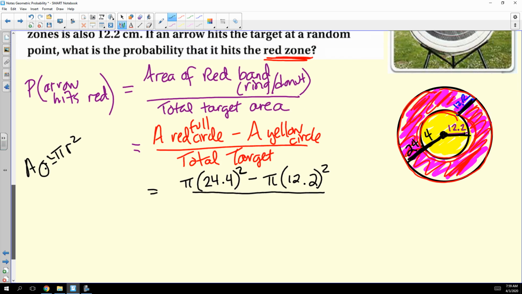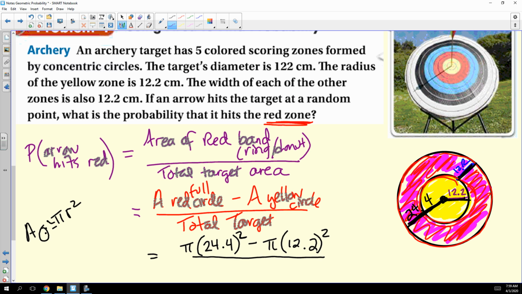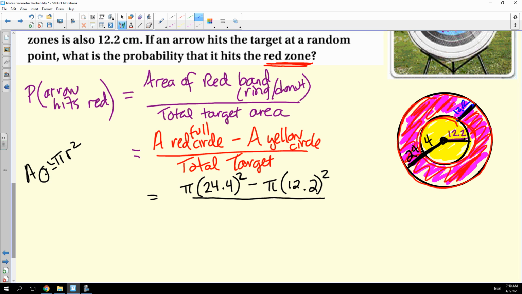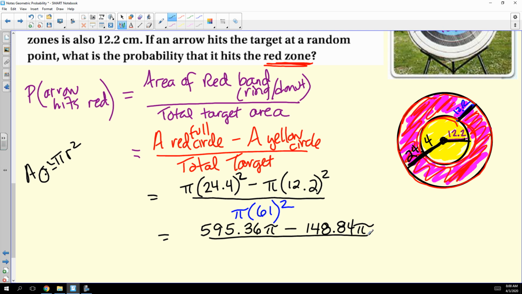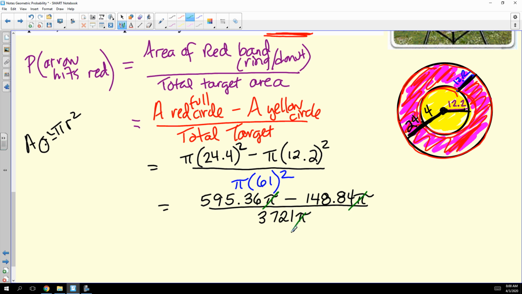We also need the radius of the whole target. The diameter is 122 centimeters, so the radius is 61 centimeters. So we divide by pi times 61 squared. 24.4 squared is 595.36 pi, minus 12.2 squared, which is 148.84 pi, divided by 61 squared, which is 3,721 pi. Every term has a pi, so we can cancel them out.